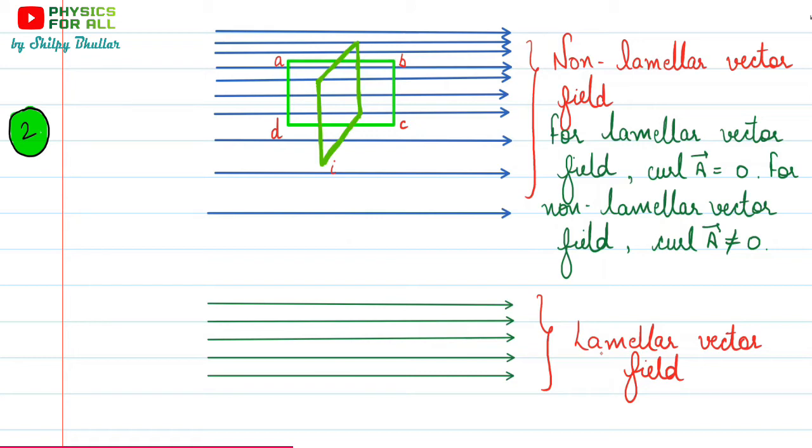Now here in case of non-laminar vector field, the rectangle that we have considered, ABCD, when it rotates, then it becomes like the other one. So suppose it rotates, so on rotating, this position is maintained. ABCD, this one, okay? So this is the case.